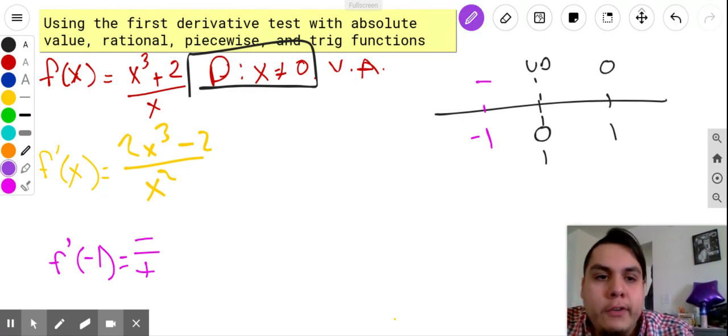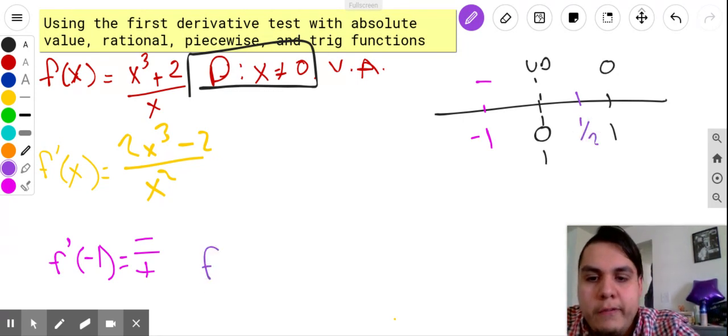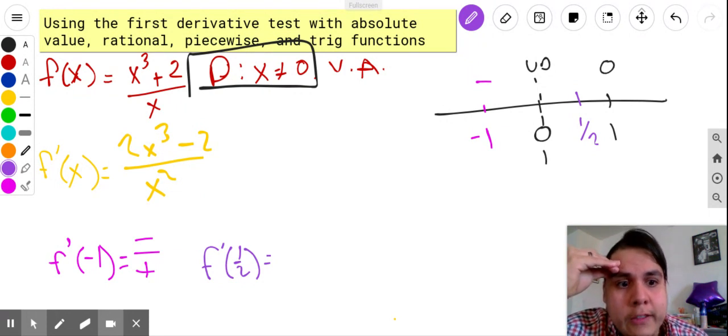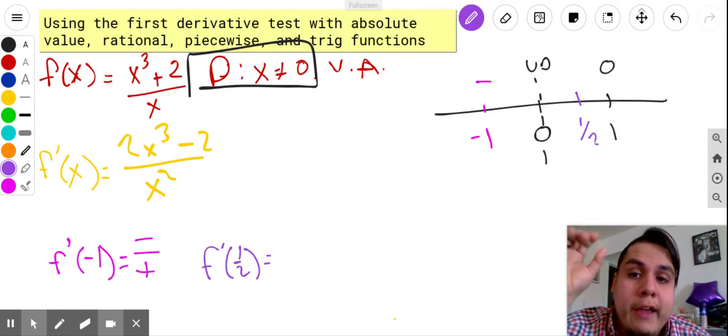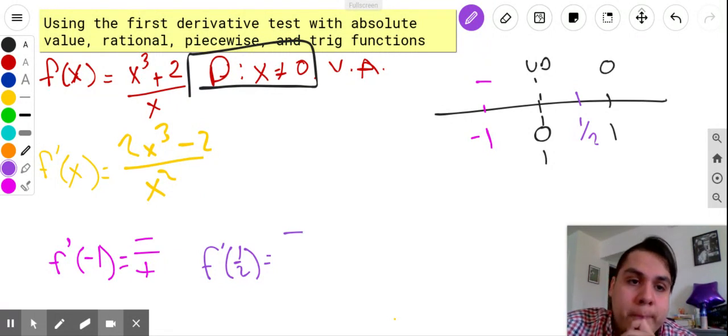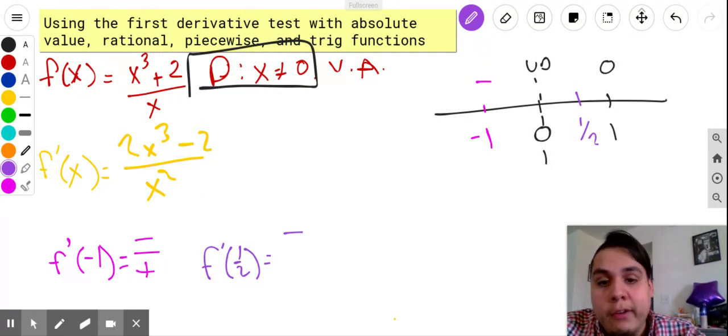I'm going to go ahead and test out another value. Let's say positive 1/2. Okay. So f prime of 1/2. All right. If I have 1/2 raised to the third power, that should be 1/8. 1/8 times 2 is not even going to be 1. So I'm going to have a number less than 1 minus 2. I'm going to have a negative number up top. A half squared, anything squared is automatically positive. Interesting.